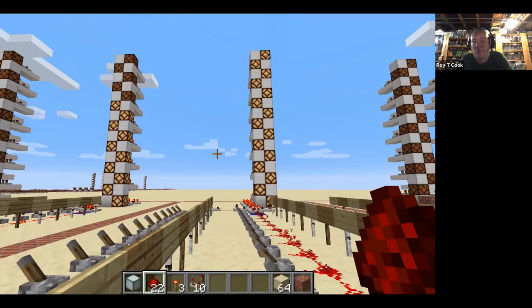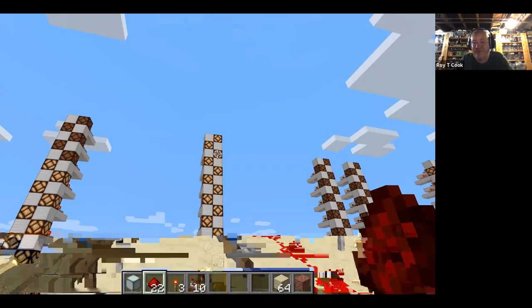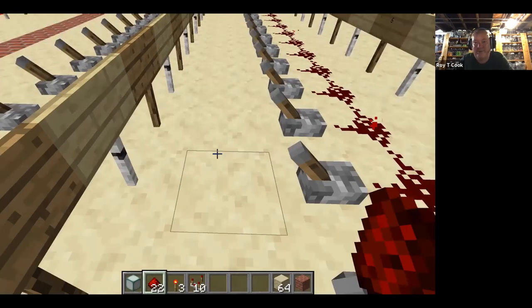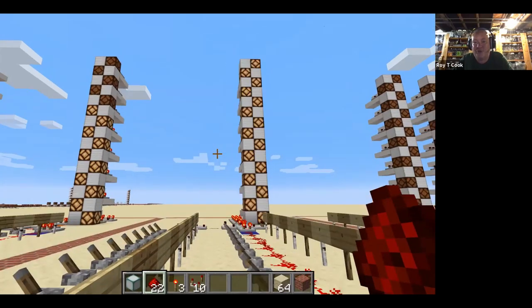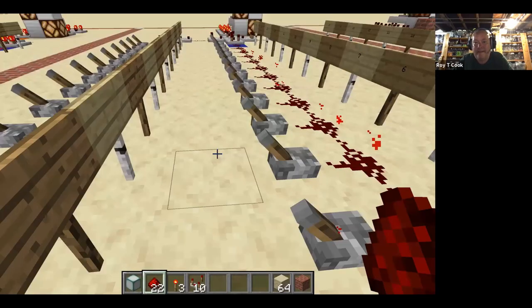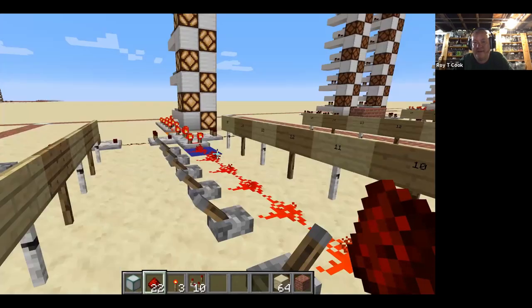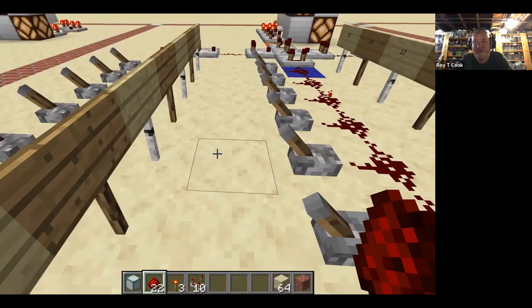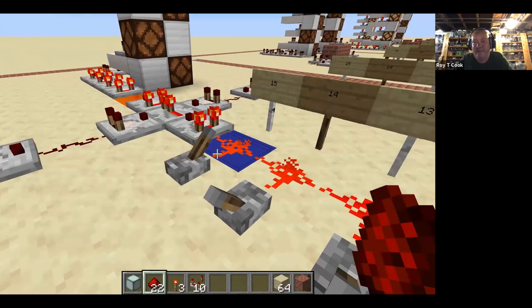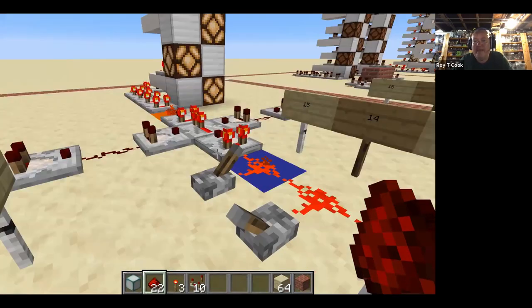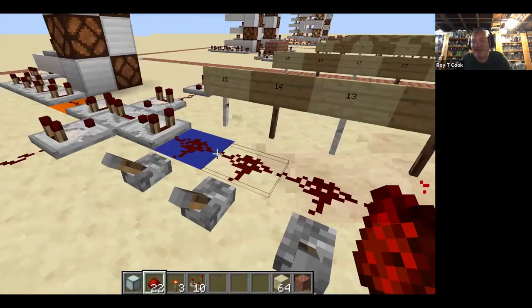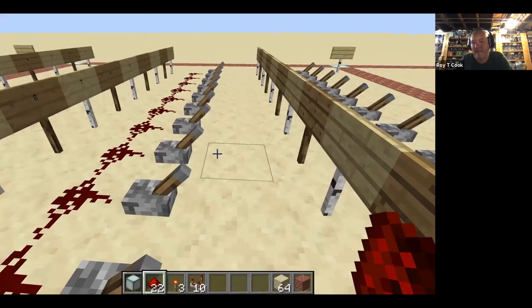And here's what a repeater does. If I send in an input of 1, it outputs a full charge of 15. If I send in an input of 4, it outputs a full charge of 15. If I send in an input of 10, it sends a full charge of 15. And of course, if I send in 15, it outputs 15. So what a repeater does basically is it's a current booster.